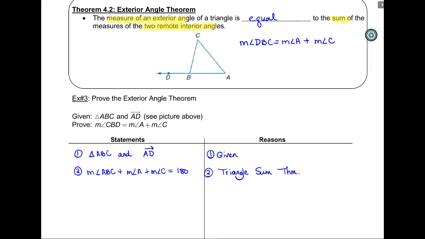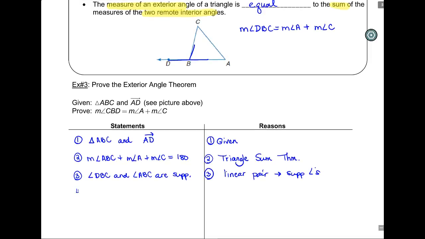Now if we look closely, we see here we have a linear pair. Actually, before we say that, we're going to say angle DBC and angle ABC are supplementary. This is the supplement theorem, or linear pair implies supplementary angles. So if they're supplementary, then I know measure of angle DBC plus the measure of angle ABC has to equal 180. So that's going to be definition of supplementary angles.